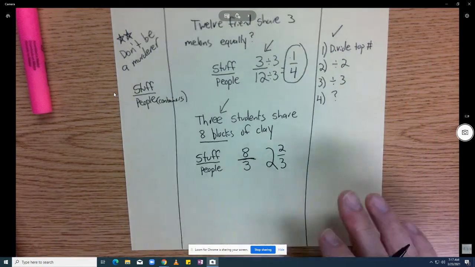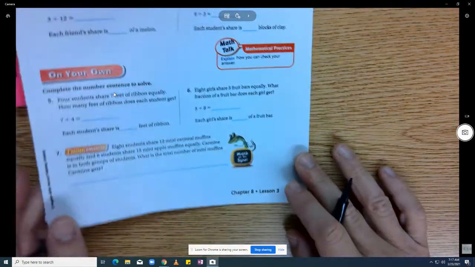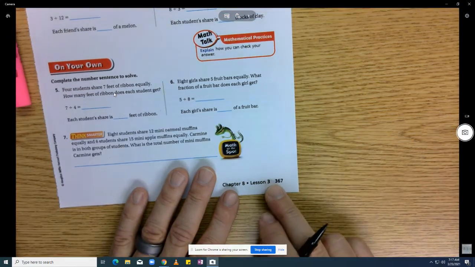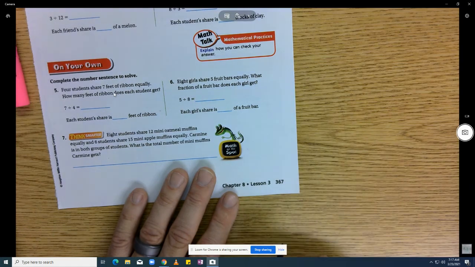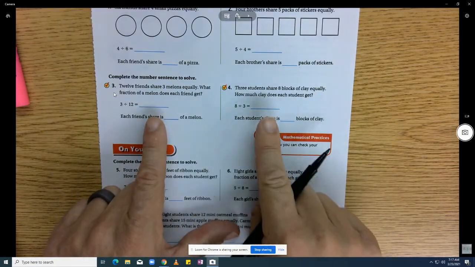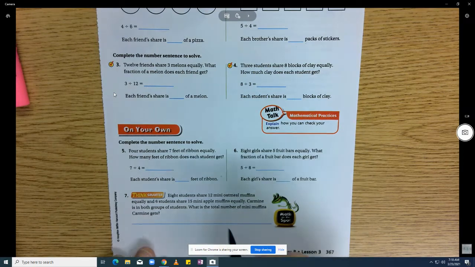All right, let's take a look at a couple from your workbook. So if you would please open your workbook to page 367. Now, if you don't have your workbook, you can actually really honestly just watch along with me. Okay, so I already did these 2 right here, numbers 3 and 4. Let's look at 5 and 6.